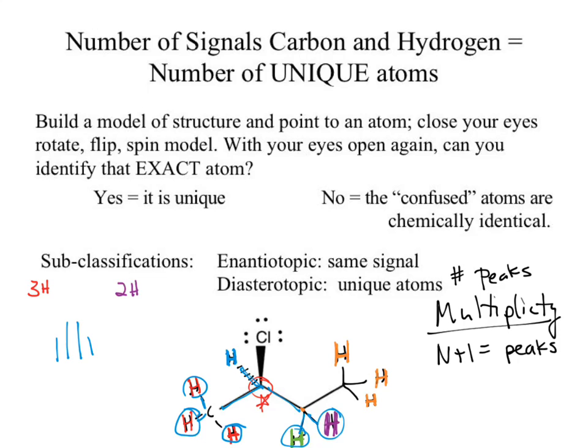What does that mean? Instead of it being 4 peaks, what I'm going to get is 4 peaks, and each of those peaks must be split into 3 peaks. Why 3 peaks? There's 2 hydrogen neighbors. So what ends up happening to our data? What we'll end up seeing is something along these lines.